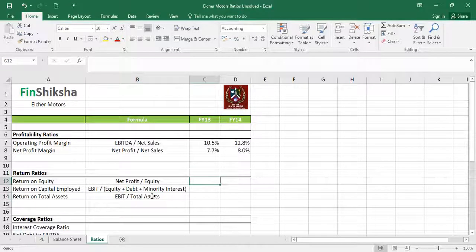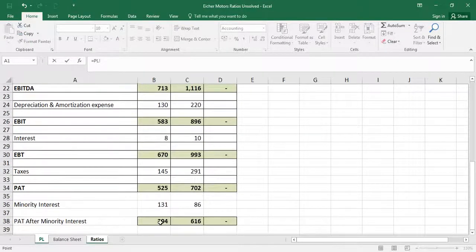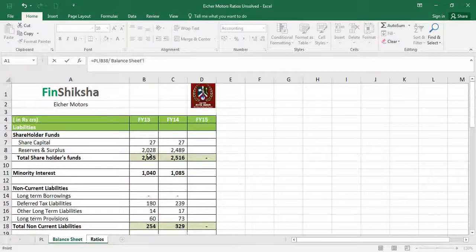Now let's calculate them one by one. The first one is net profit by total equity of the firm. Net profit of the firm has to be the profit after minority interest, because we're only looking at the equity holders' value. That's going to come after the minority interest has been paid, right? So in this case, we will use row 38, divided by the balance sheet total shareholder funds, 2055, right?